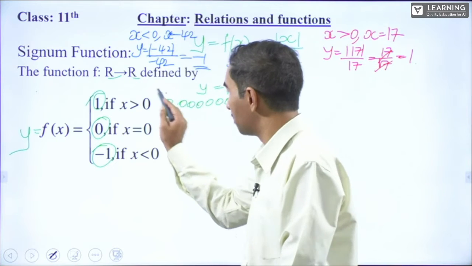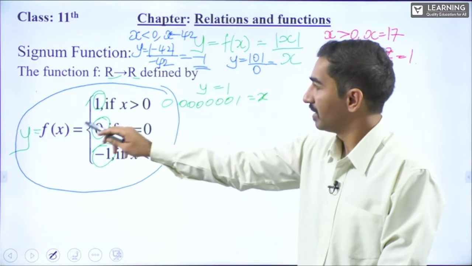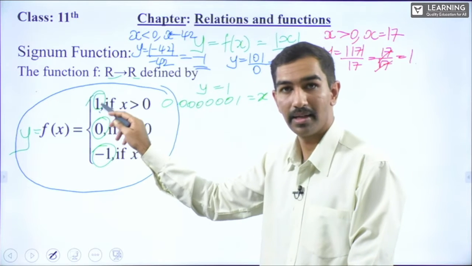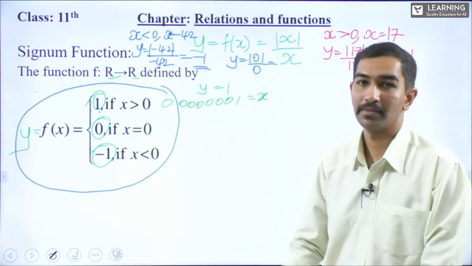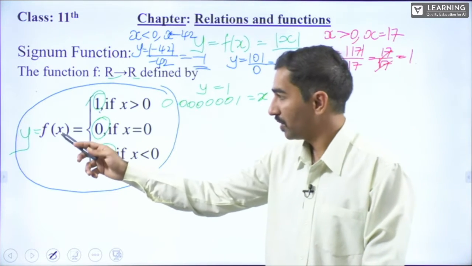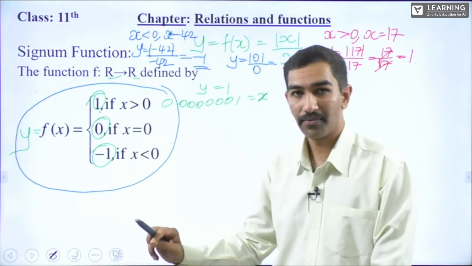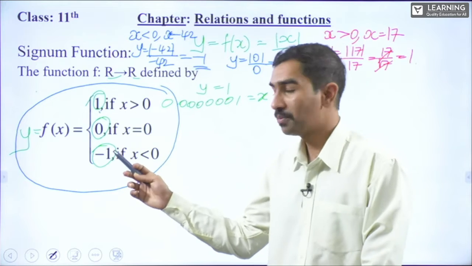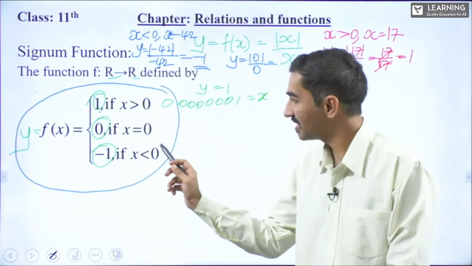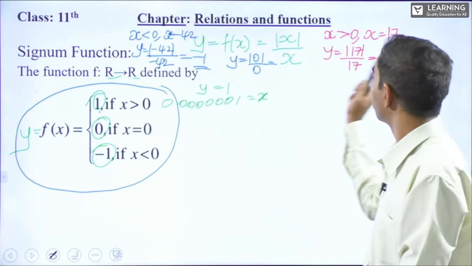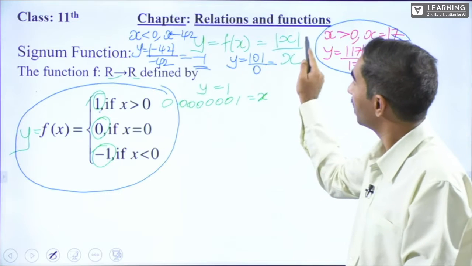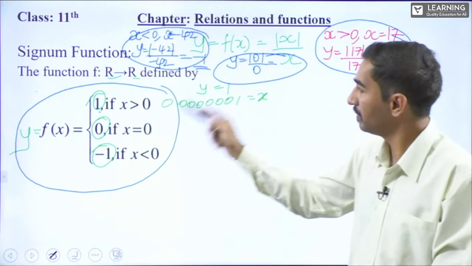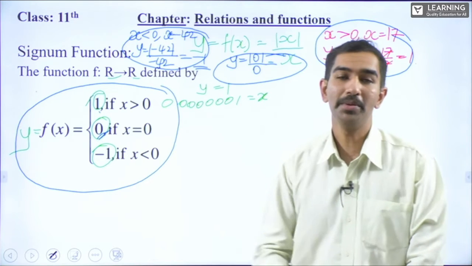So you can also remember this same thing. Y is equal to f of x is equal to 1 if x is greater than 0. Y is equal to f of x is equal to 0 if x is equal to 0. And y is equal to f of x is equal to minus 1 if x is lesser than 0. So I've done case 1, case 2 and case 3. It is not defined at 0 here, but in Signum function you have to remember it is equal to 0.